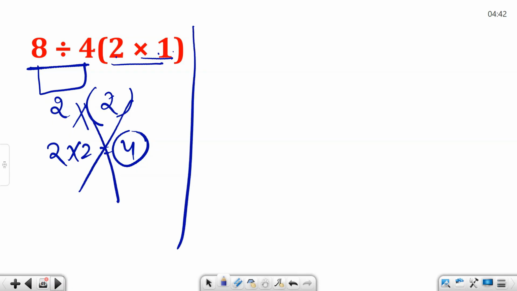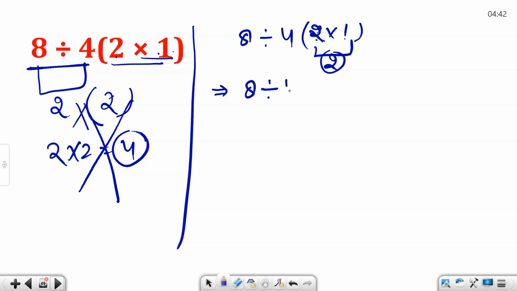Let's go ahead and rewrite the question. 8 ÷ 4 (2 × 1), according to the BODMAS rule. First, we'll solve the bracket, so 2 × 1 equals 2. Moving on to the next step, 8 ÷ 4 (2). Now we have 8 ÷ 4 × 2.